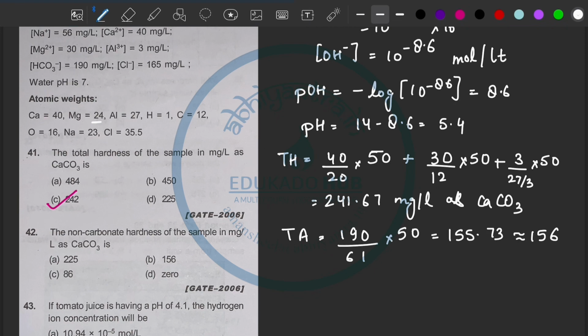Now the carbonate hardness is the minimum of 156 and 242. So the carbonate hardness is 156 and the non-carbonate hardness is 242 minus 156, which is equal to 86.